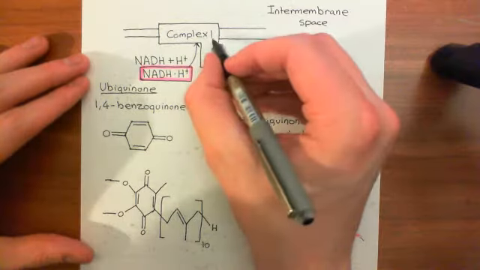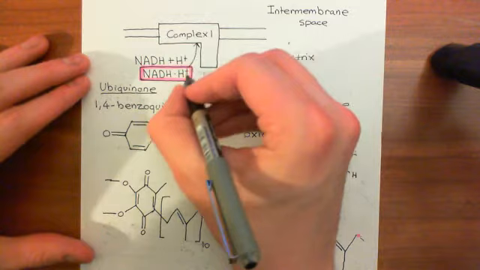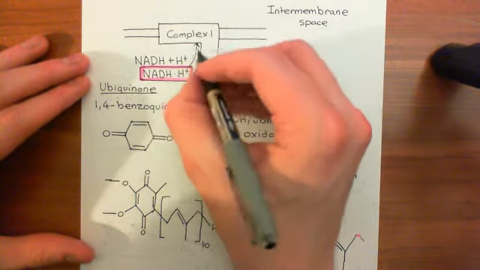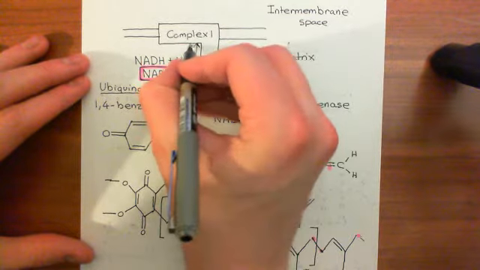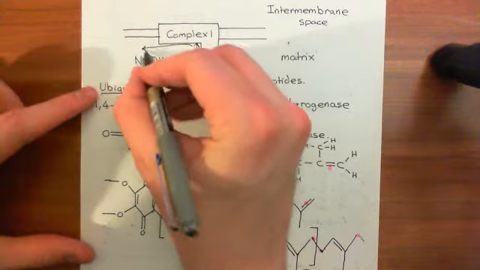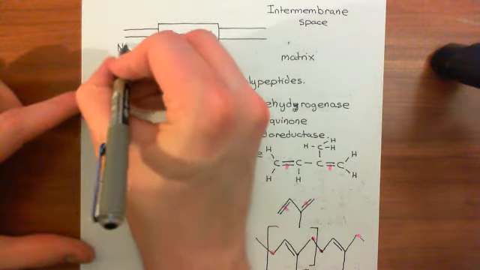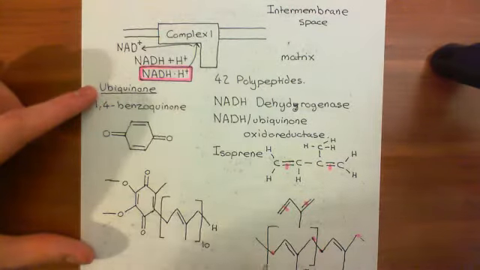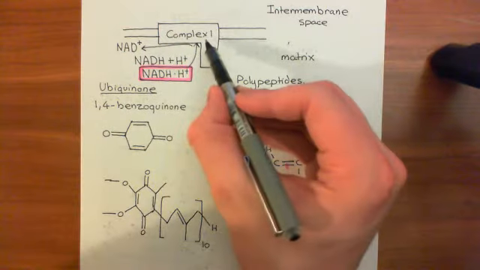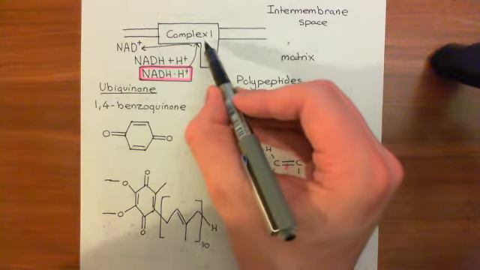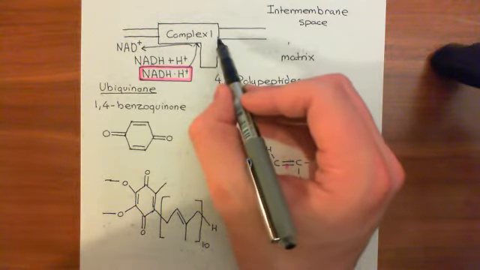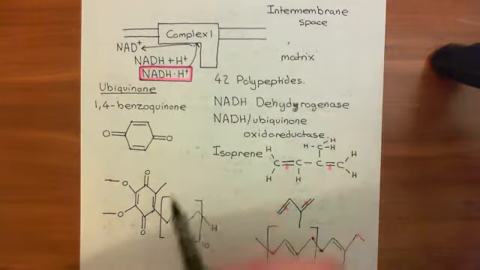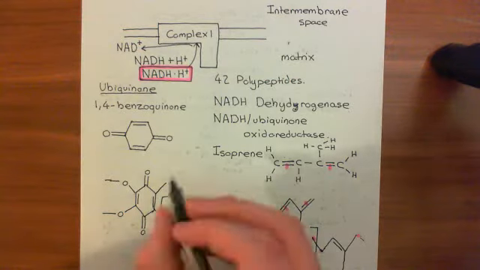Okay, and what complex 1 is going to do is it's going to take the proton, it's going to take the hydride anion off the NAD, and it will chuck back out normal old NAD, nicotinamide adenine dinucleotide, so you'll have the positive charge again. And now complex 1 has 2 protons and 2 electrons, so it overall has 2 hydrogen atoms, and it's going to give these hydrogen atoms to ubiquinone here.